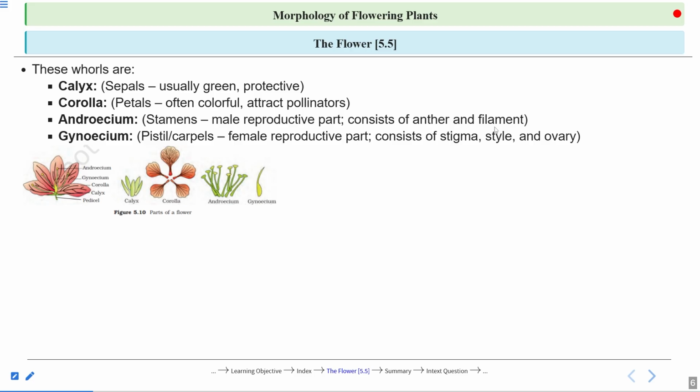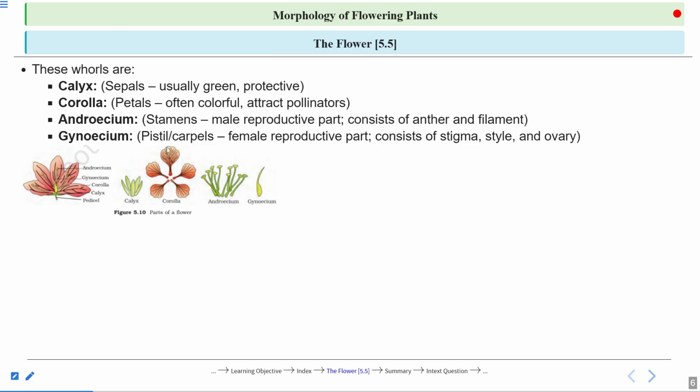The first is the filament, the stalk-like structure. At the top, the distal end of the filament, there is the anther, and inside the anther the male reproductive gametes are formed. The pollen grain, a male gametophyte, is formed, and inside the pollen grain the male gametes are there. Okay, coming to the innermost whorl, that is the gynoecium.